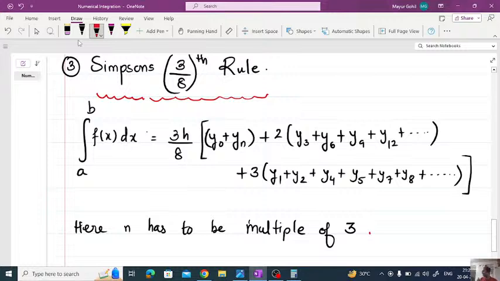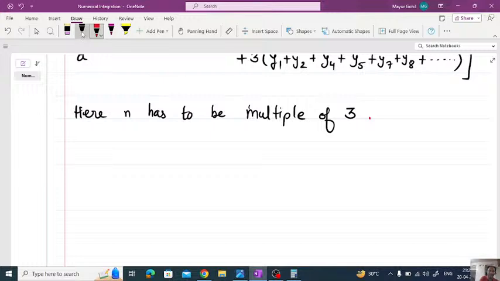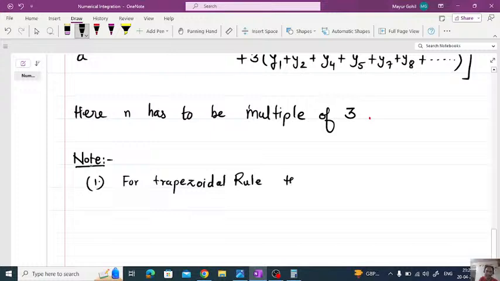So we have to do this thing very carefully. Now let us take up the question, and now I'll tell you what to do here. All the 3 methods, please write down here. First thing, note for trapezoidal rule, there is no restriction on n.